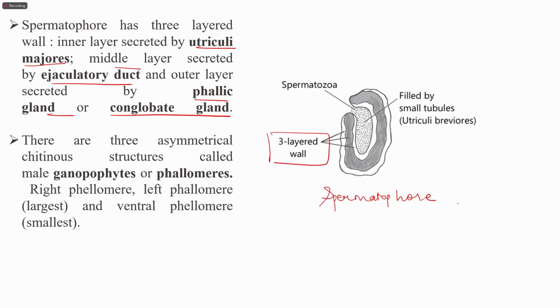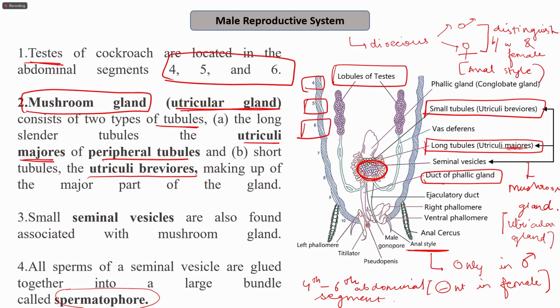Basically, the phallic gland secretes the outer layer of the spermatophore, and the spermatophore is filled within. The longer tubule secretes the inner layer, and the duct of the phallic gland secretes the outer layer.